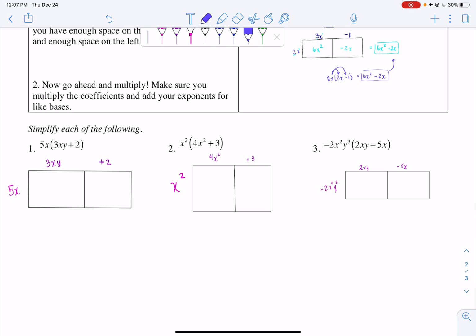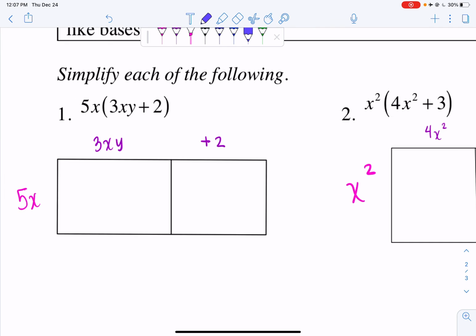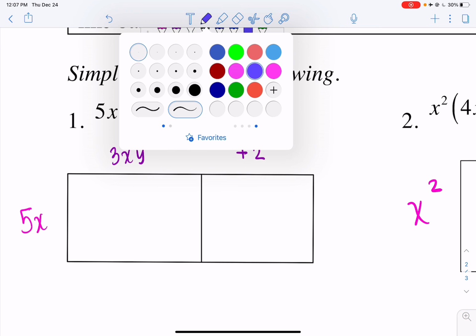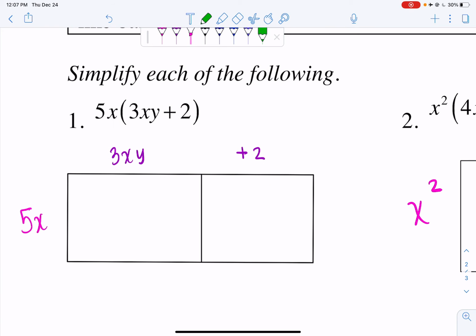So let's simplify each of the following by using the area model. Note, your area models have already been drawn in for you. So in this first example, I want to do 5x times 3xy plus 2. Well, this is really a 5x to the first and a 3x to the first times y to the first. So I'm going to do 5 times 3, because those are my coefficients, and get 15. X to the first times x to the first is x squared, because 1 plus 1 is 2. And then there's no y here, so I'm just going to rewrite my y. So I'm just going to have 15x squared y.